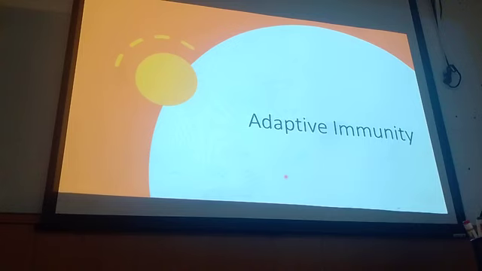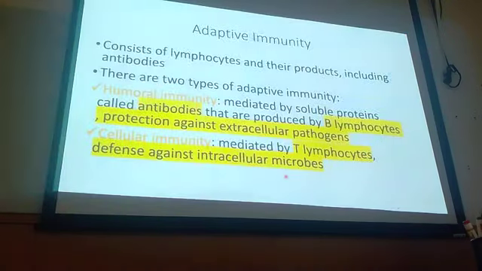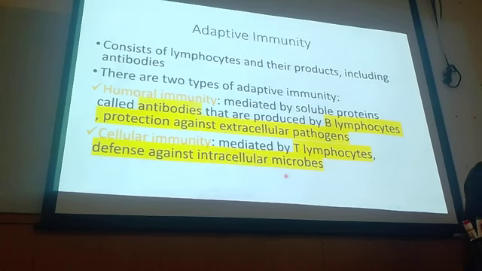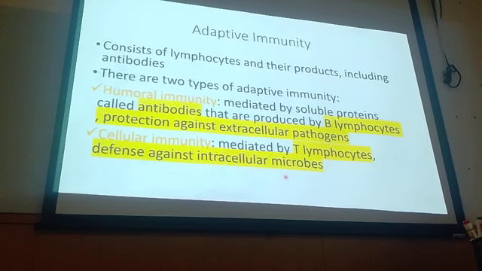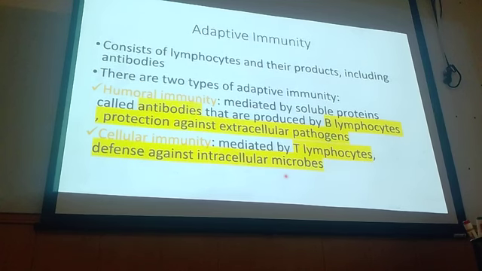Now we want to speak about adaptive immunity. Adaptive immunity consists of lymphocytes and their products, including antibodies. There are two types of adaptive immunity: humoral immunity and cellular immunity. Humoral immunity is mediated by soluble proteins called antibodies that are produced by B lymphocytes and protect against extracellular pathogens. So humoral immunity: B lymphocytes, extracellular pathogens. We also have cellular immunity, which is mediated by T lymphocytes and defends against intracellular microbes.